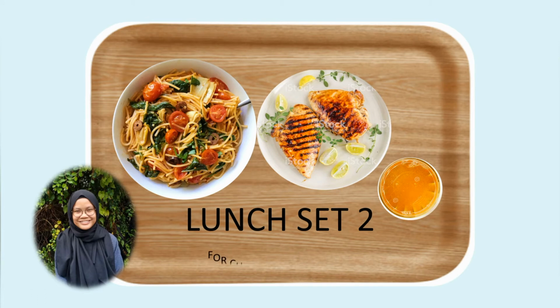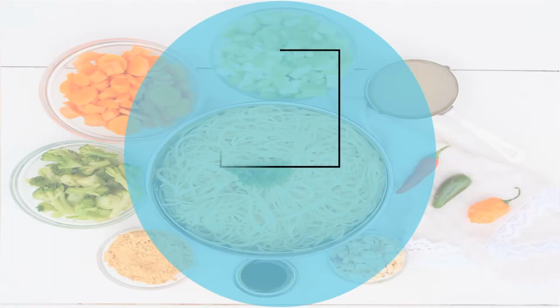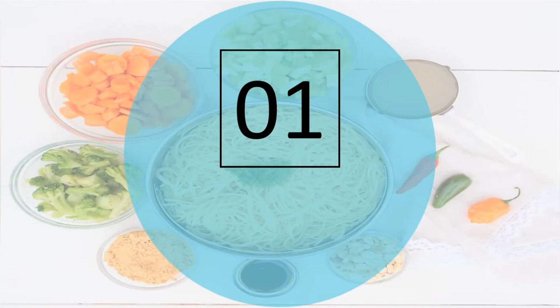Assalamualaikum. Now it's my turn to present about lunch set 2 for chronic kidney disease patient. My name is Siti Suraya binti Hamdan. This menu consists of stir-fried spaghetti with veggies, grilled chicken breast and apple juice. Firstly, I will explain about stir-fried spaghetti with veggies.